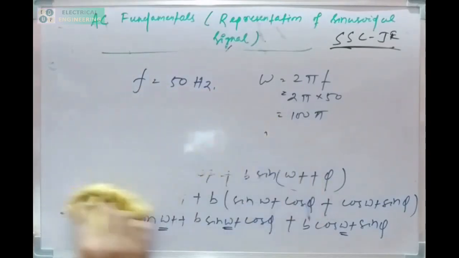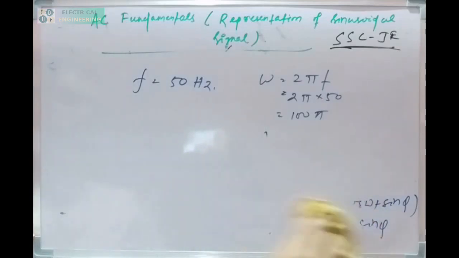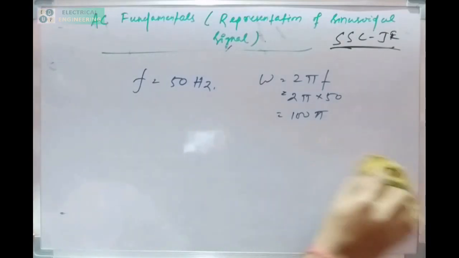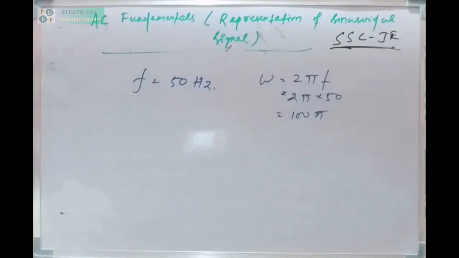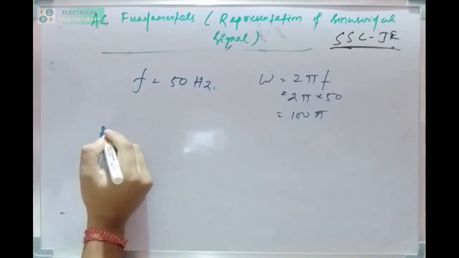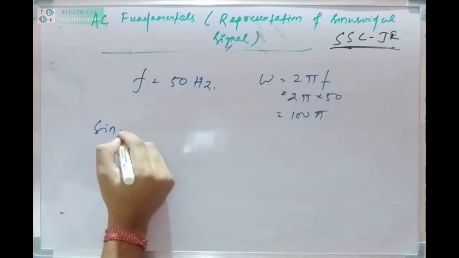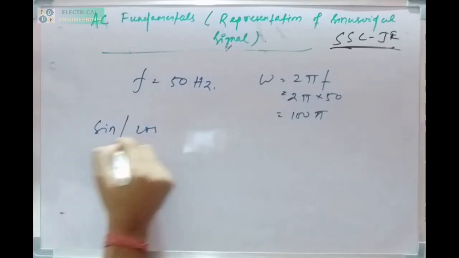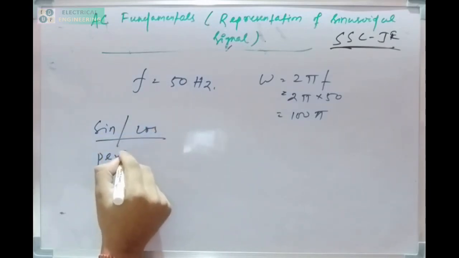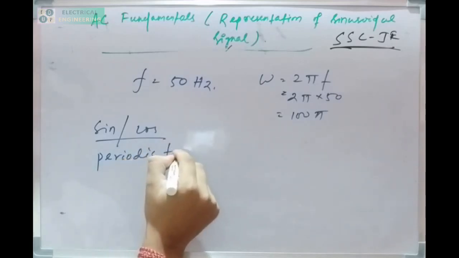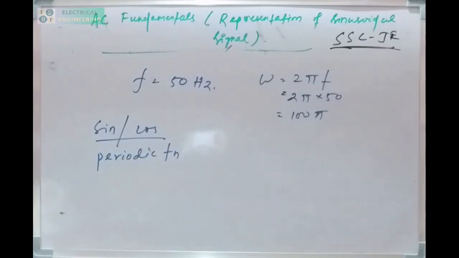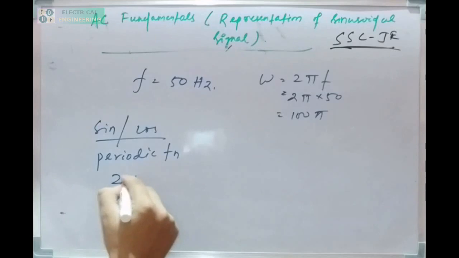That is the concept of period. Sine or cos is a periodic function having a period of 2 pi.